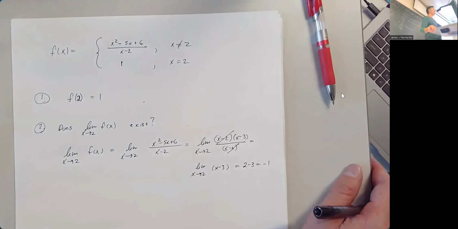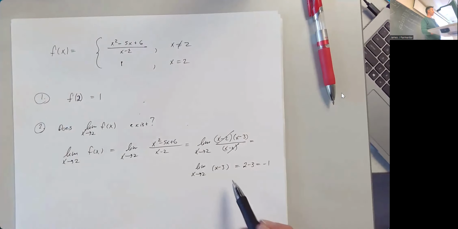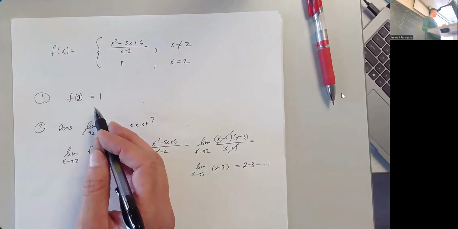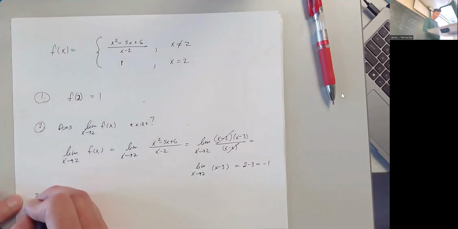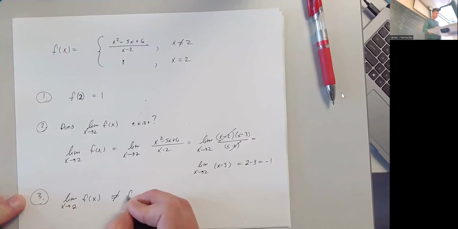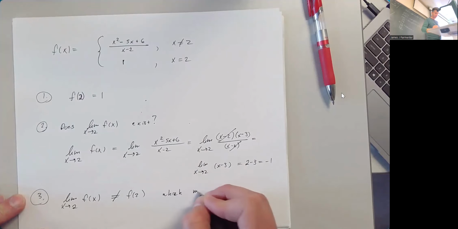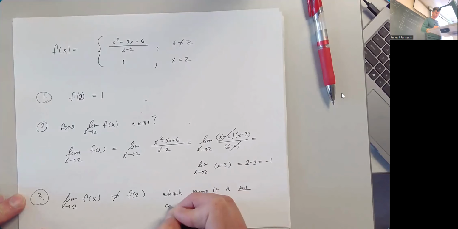Be careful. Sometimes people will say, oh, the limit exists, therefore it's continuous. No. Limit exists, great. The function exists, also great. Are they the same? Definitely not. So here we're missing the last part. The limit as x approaches 2 of f of x does not equal f of 2, which means the function is not continuous at x equals 2.